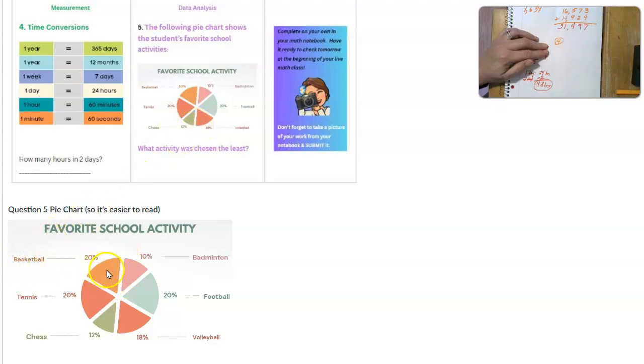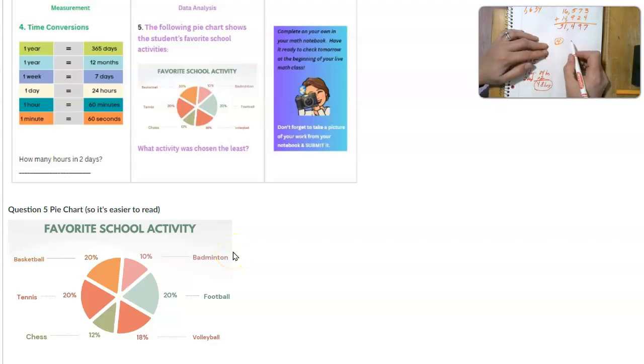So basketball, 20% of the students chose basketball. Tennis, 20% also chose tennis. Chess, 12%. Volleyball, 18%. Football, 20%. And badminton, 10%. The question for today is, what activity was chosen the least? By looking at the pie chart, I can see that the smallest little slice of the pie is here for badminton. Only 10% of the student population chose badminton as their favorite school activity.